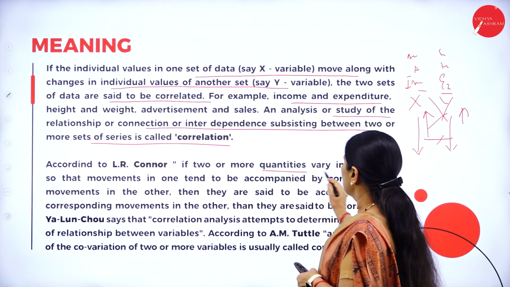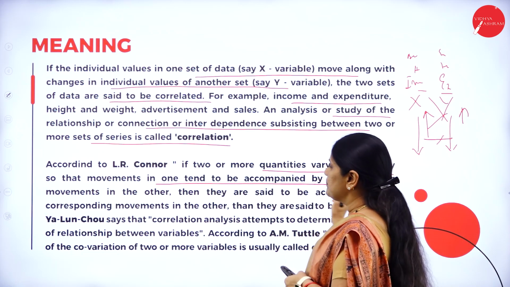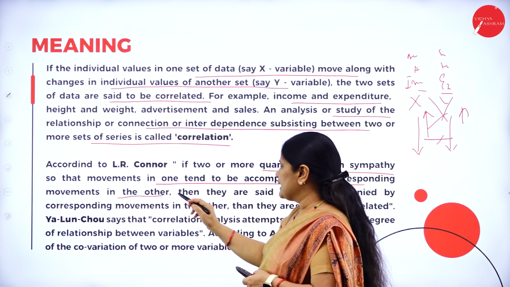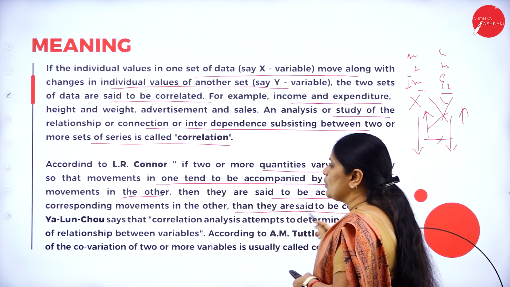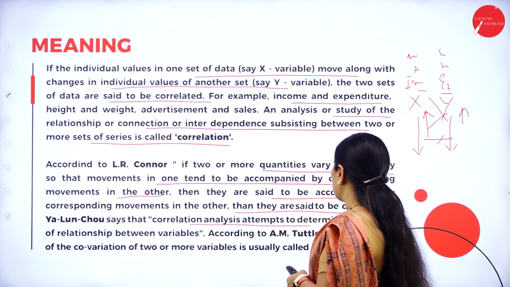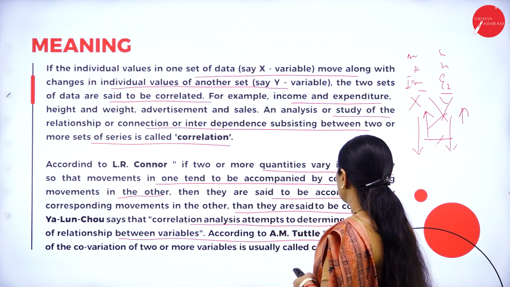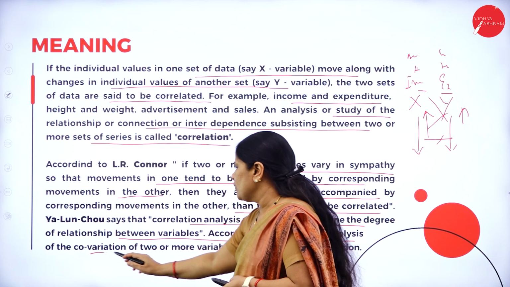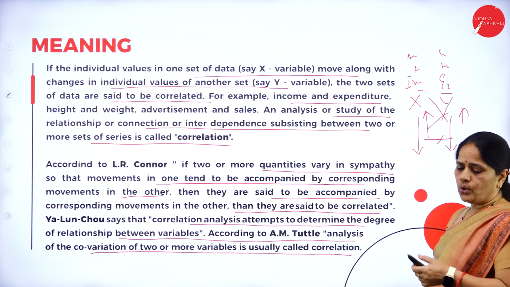So, if two or more quantities vary in sympathy so that movements in one tend to be accompanied by corresponding movements in the other, they are said to be correlated. So, correlation analysis attempts to determine the degree of relationship between variables. Analysis of the covariation of two or more variables is usually called correlation.